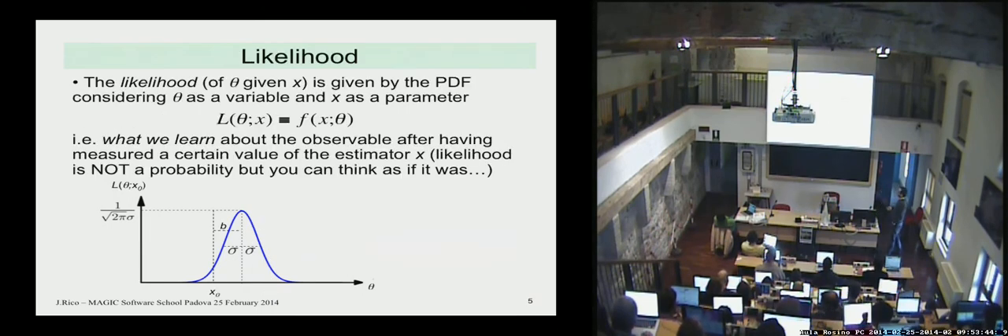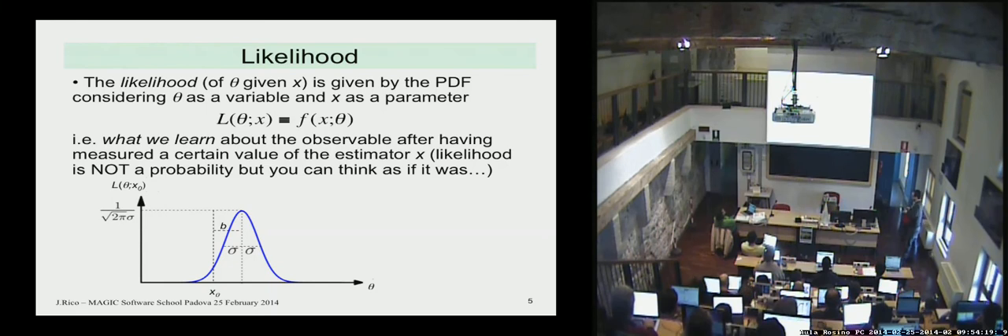Now the likelihood is exactly the same function, but considering theta as the variable instead of the parameter, and x the parameter instead of the variable. Okay. So it tells us what we learn about an observable after having measured a certain value of the estimator x. Now you can think about it as a probability, because normally we say, okay, if I measure x, the probability of theta having this or that value.